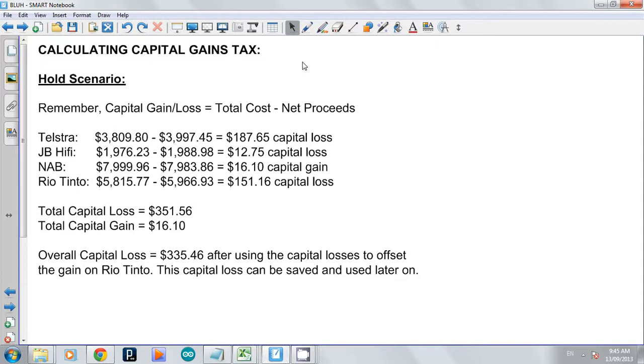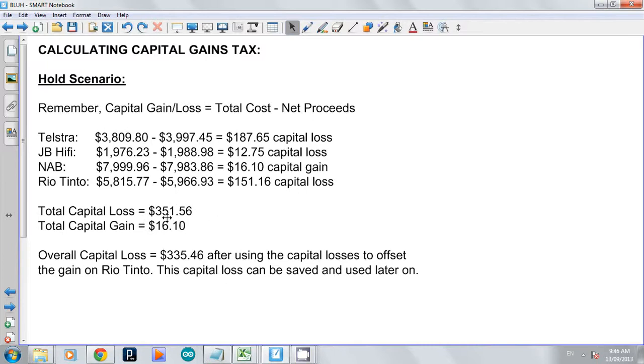So for me, it's my 4 companies here. I have to do this calculation individually for each of them. You'll see that for all of them except for the National Australia Bank, I made a capital loss after I'd taken brokerage and GST out. And that's because the price didn't really change much over 5 weeks. NAB was the exception, National Australia Bank. I made a capital gain of $16.10 on that. So overall I have $351.56 in capital losses and $16.10 in capital gains.